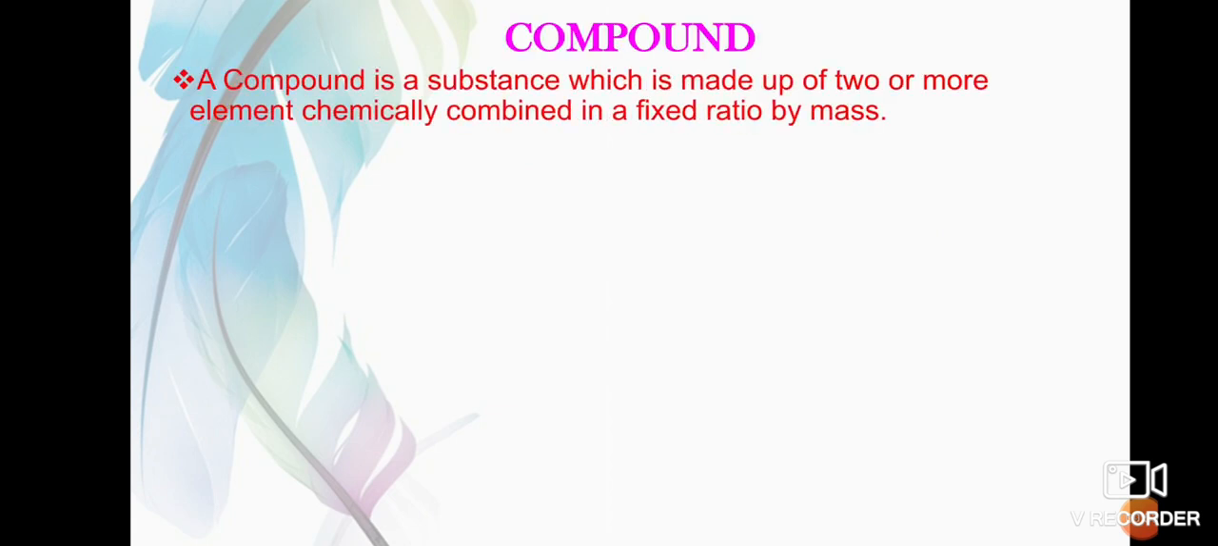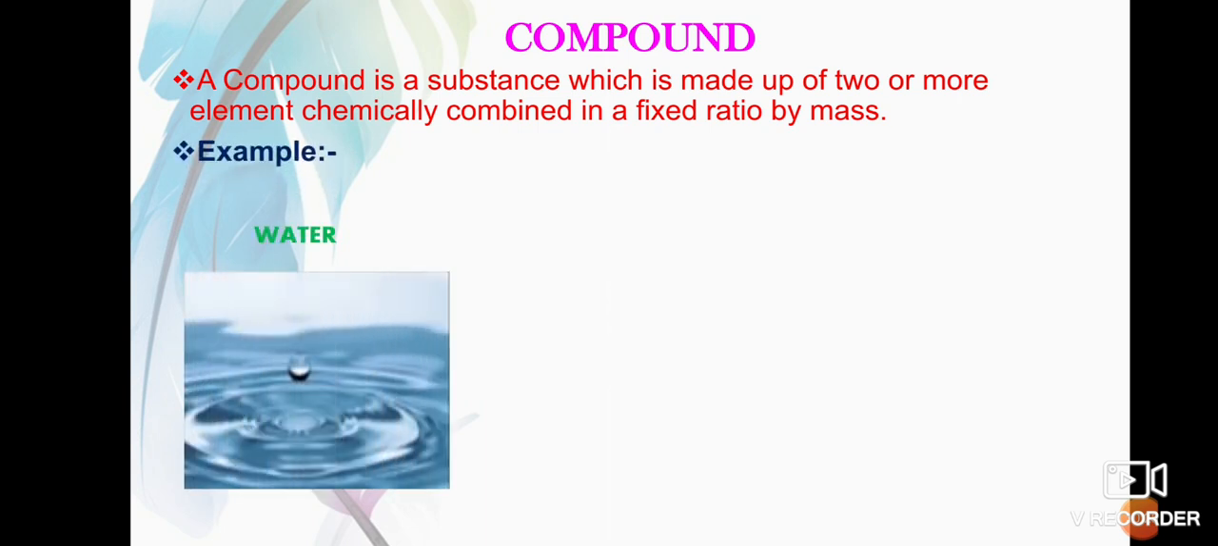Now compound. What is compound? A compound is a substance which is made up of two or more elements chemically combined in a fixed ratio by mass, a particular ratio. Means it is a combination of two or more elements. For example, we can take water. Water is a combination of hydrogen and oxygen. Here there are two elements.